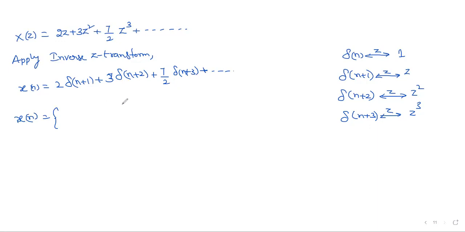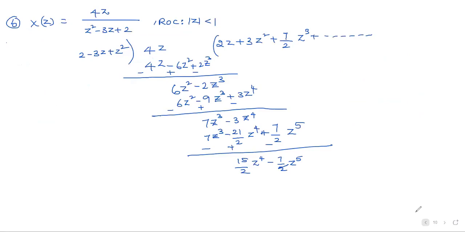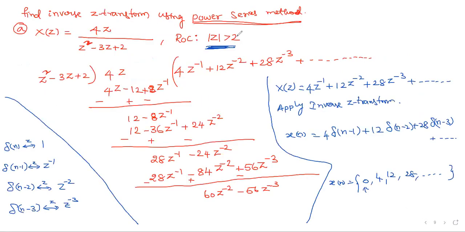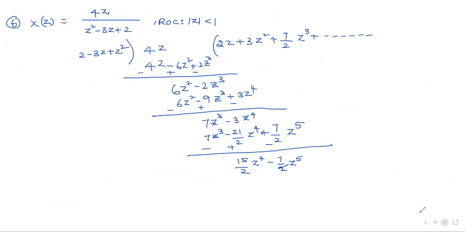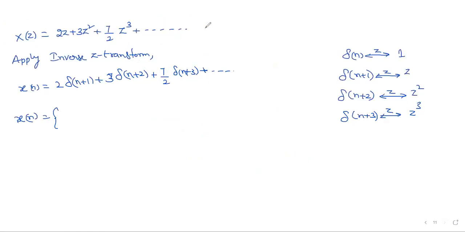Then what is the location? It is a left-sided signal, because that is what the given ROC says. You can see here, mod Z is less than 1. That means this is a left-sided signal. That means whatever the values are, they will come here, and so on.